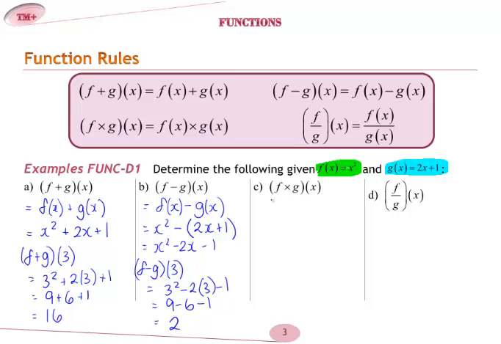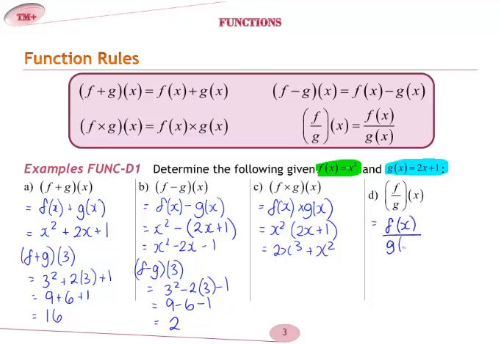f times g of x, so that's f of x times g of x. So that becomes x squared times 2x plus 1. x squared times 2x is 2x cubed. x squared times 1 is plus x squared. Again, in the textbook it shows you that they are the same by substituting a value in, so have a look. Here becomes f of x over g of x, so I have x squared over 2x plus 1. There's no more that I can do there.